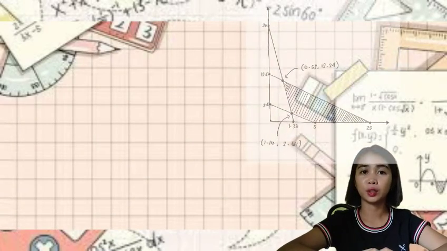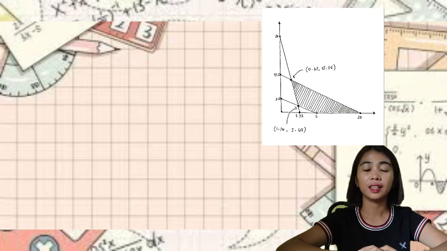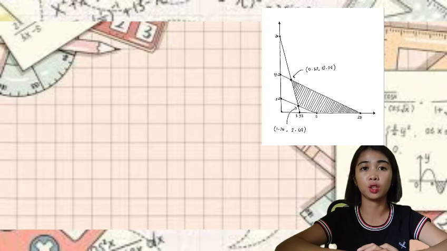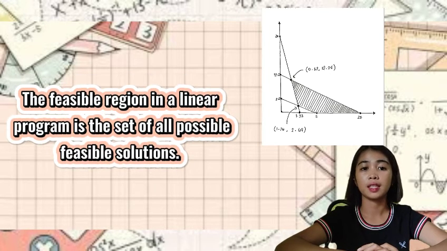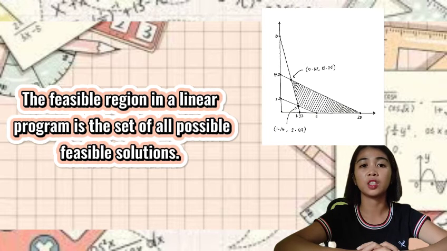So let's go back to our graph. We can see now a shaded portion, which is our feasible region. So what is a feasible region? A feasible region in a linear program is a set of all possible feasible solutions. An optimal solution to a linear program is the feasible solution with the largest objective function value.